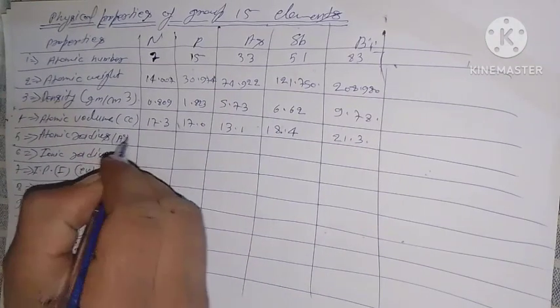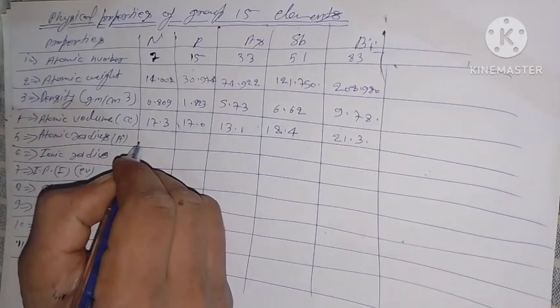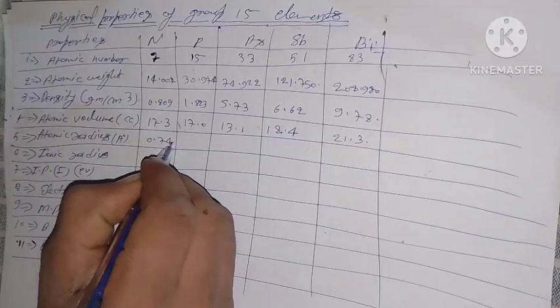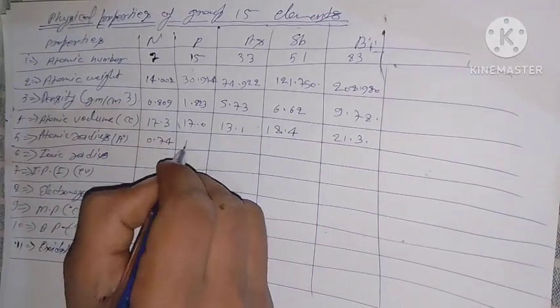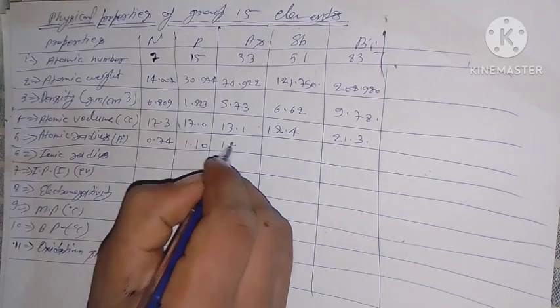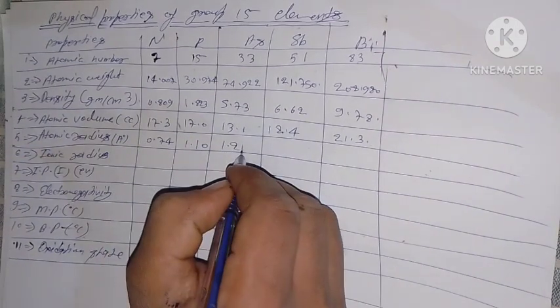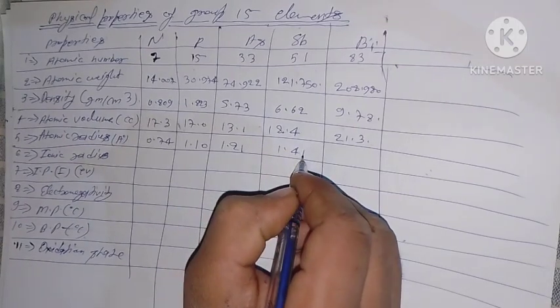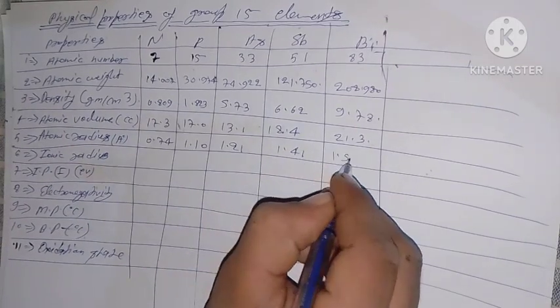Okay, atomic radius in angstrom. The atomic radius of nitrogen is 0.74, phosphorus is 1.10, arsenic is 1.21, antimony is 1.41, and bismuth is 1.52.